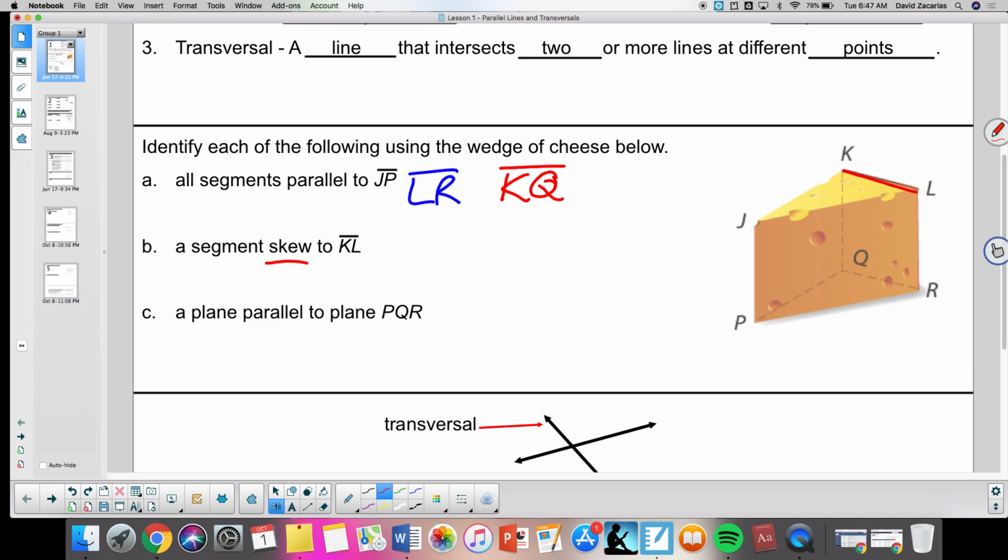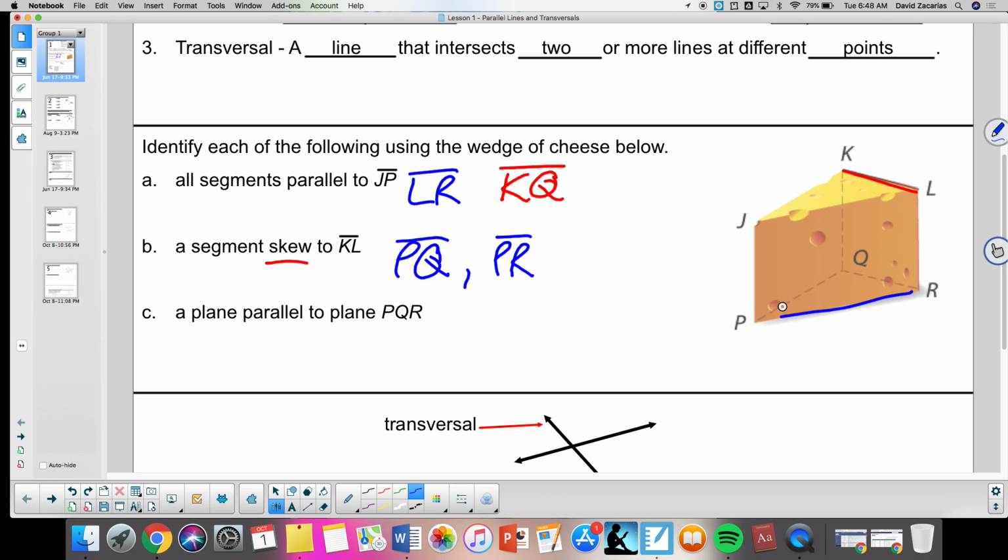So in this case, one of them that would be skew would be PQ. Notice PQ is not on the same plane. It doesn't intersect KL, and it's definitely not parallel. So PQ would be a valid answer. The other valid answer would be PR. PR also is not on the same plane, it doesn't intersect KL, and it is not parallel to KL.